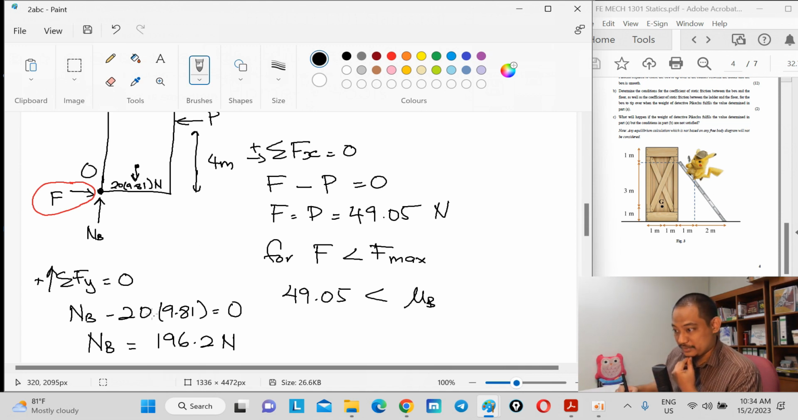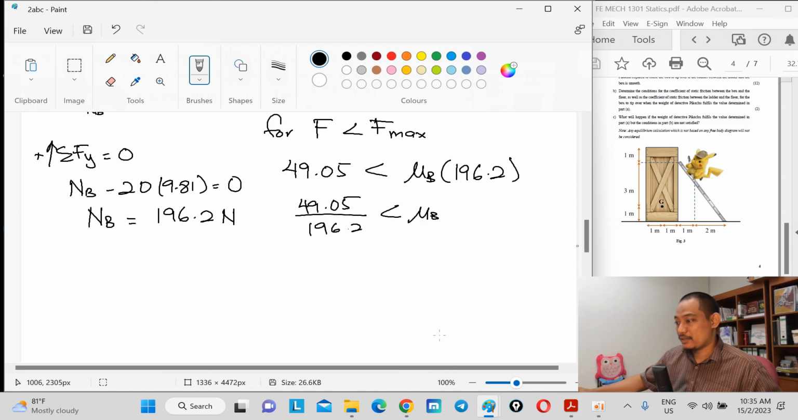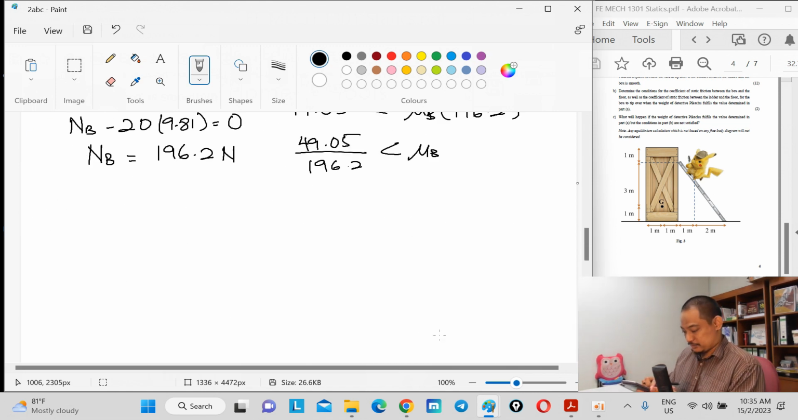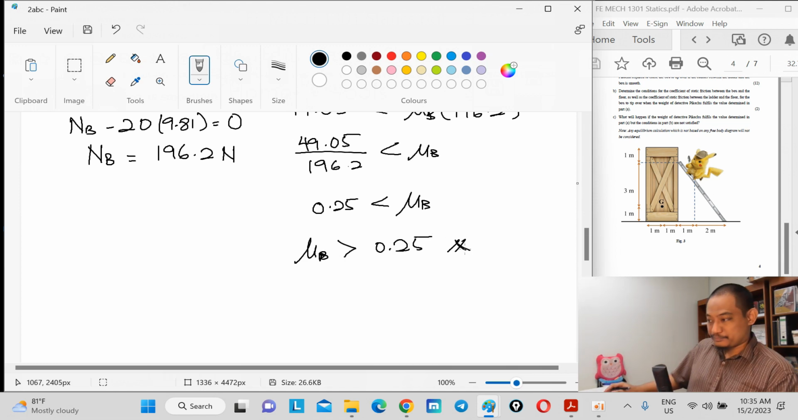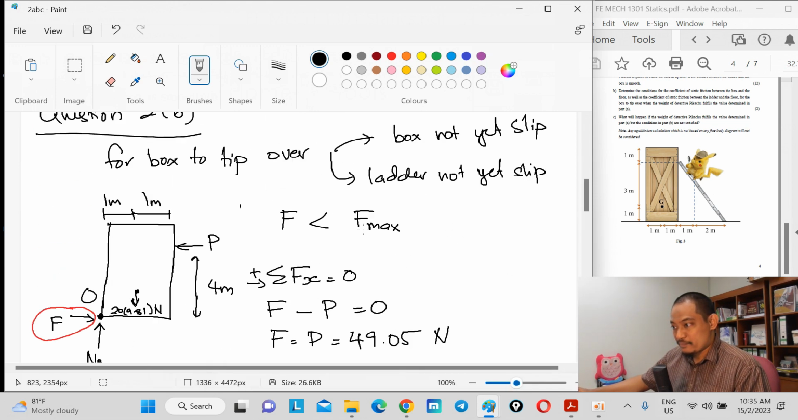so this is N_B from the free body diagram, 196.2. Going back to this one, mu_B times 196.2, and based on this relationship, you just bring it here. So 49.05 should be less than mu_B times 196.2, so mu_B is bigger than 49.05 divided by 196.2, which is 0.25. If you rewrite it, the condition is mu_B should be bigger than 0.25. Okay, so that's the one condition.